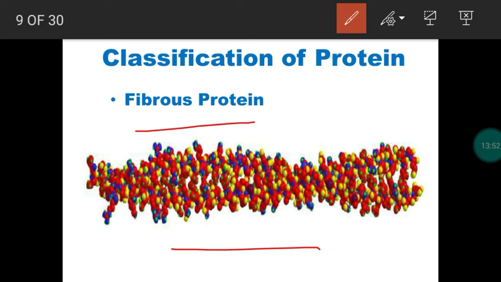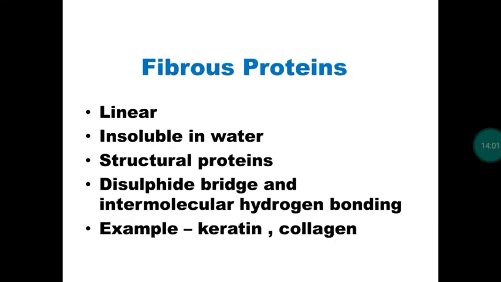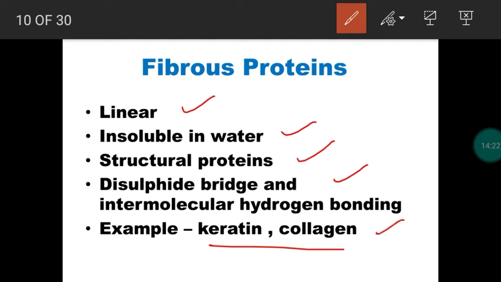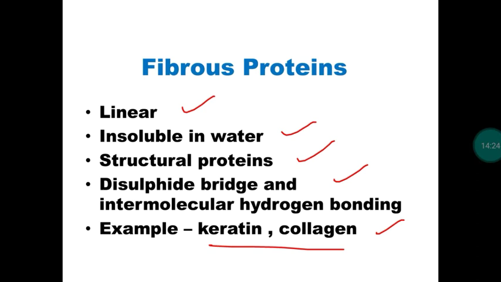These fibrous proteins are called structural proteins. Examples for fibrous proteins are keratin and collagen. These two are common examples, right? So fibrous proteins are linear polypeptide chains. They are insoluble in water. We call the fibrous proteins structural proteins. Between the chains, we have a disulfide bridge and intermolecular hydrogen bonding. Keratin and collagen are examples of fibrous proteins.